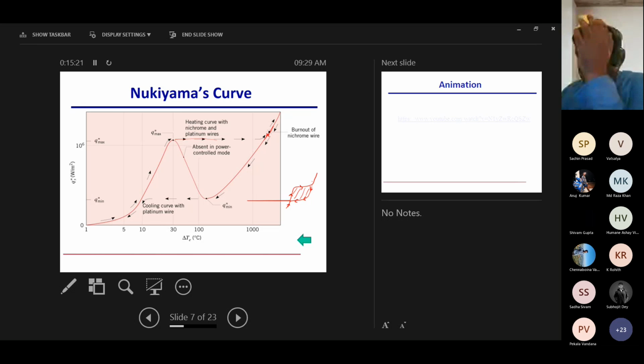Okay. So in a power controlled experiment, this middle portion cannot be obtained. You have to imagine. That's why I've written it's absent in power control mode, and this is in dotted line. Not I have written, basically Incropera's book has this. However, some people later were able to do some temperature controlled experiments, and they were able to get this part of the plot.